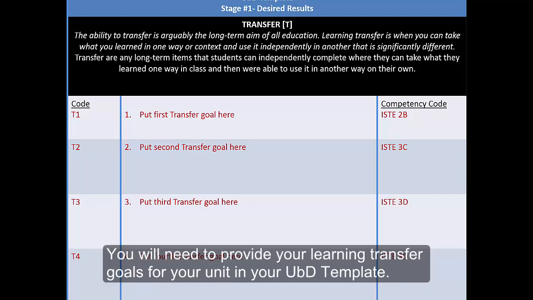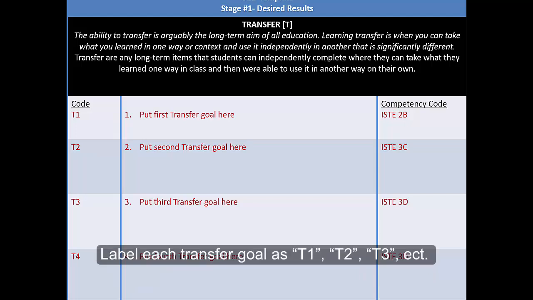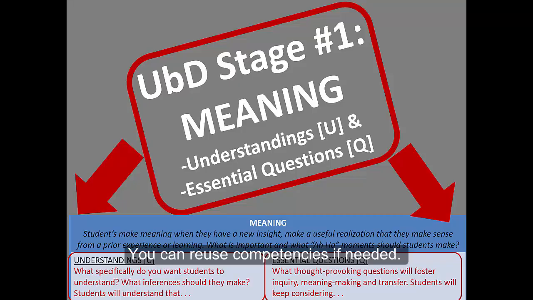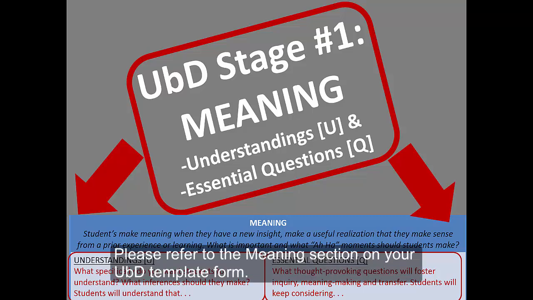So you'll need to provide the learning transfer goals for your unit in your UbD template. Label each transfer goal with T1, T2, T3, and list each transfer goal. Be sure to align each transfer goal with a competency it matches so you can reuse competencies if needed. So take your template out and please refer to the meaning section.